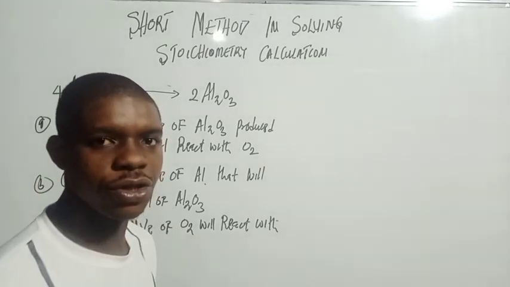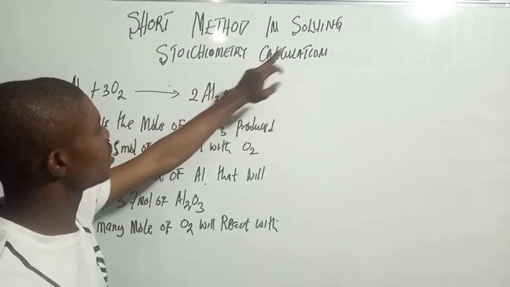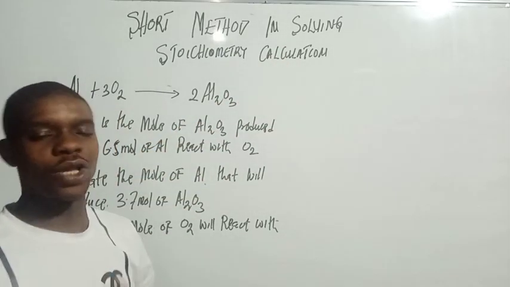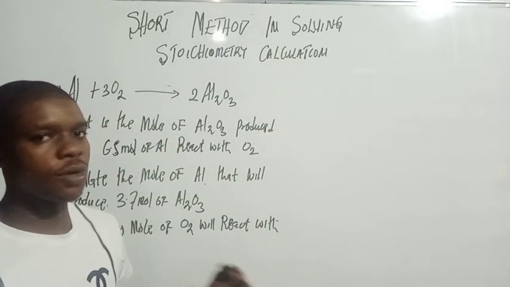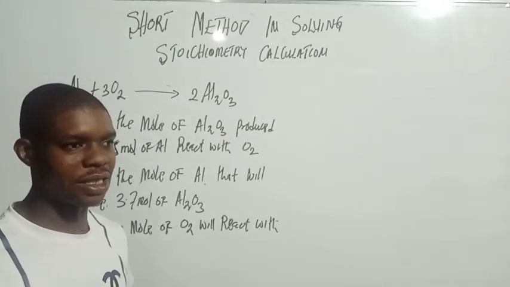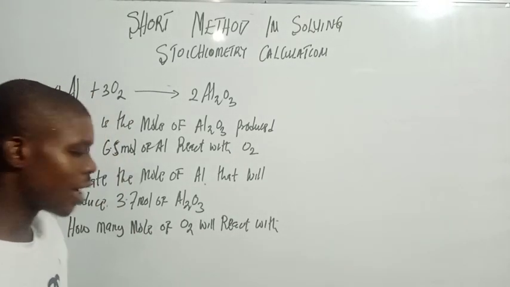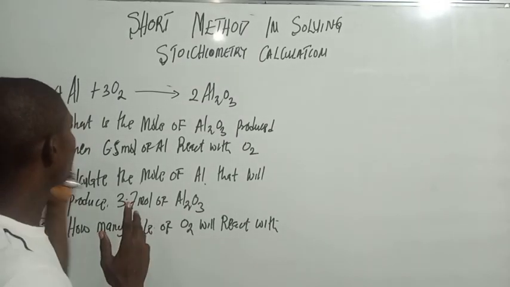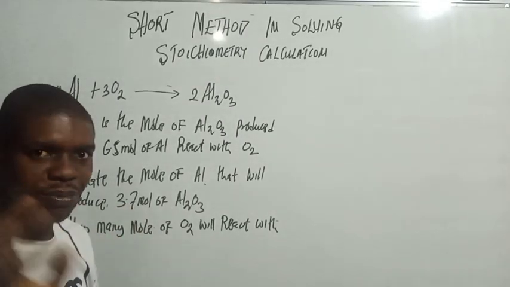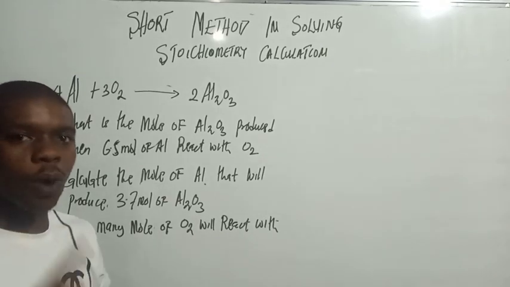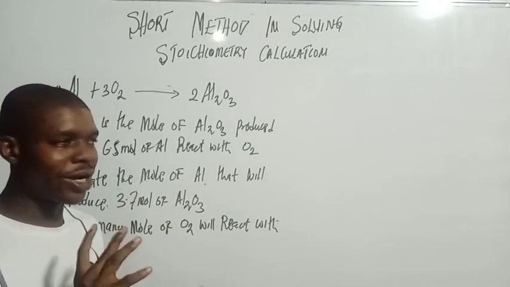So I want to use this video to teach you the short method in solving stoichiometry. Although I've done a series of videos on stoichiometry calculation, in which I used dimensional analysis, some people still don't understand that aspect. So I really want to use this video to show you a shorter method. Follow me closely. I want to focus on one aspect, which is called the mole-to-mole relationship.